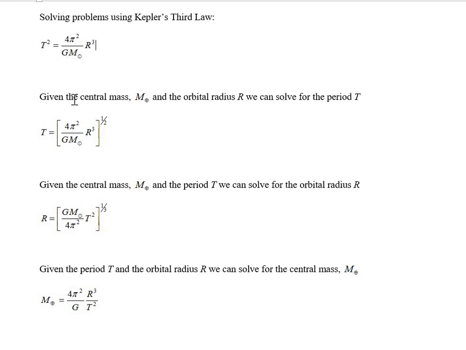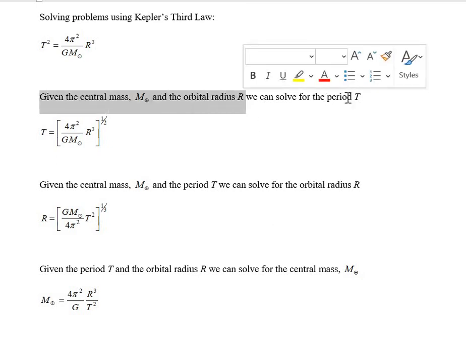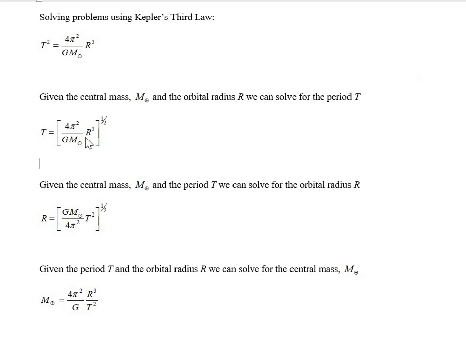Now notice that if we're given, okay, let's look at this. If you're given the central mass and the orbital radius, you can solve for the period. That's just a straight plug-in to here, and what we do is we just need to take the square root of each side, and then we get the period, right? So you multiply all this junk together and take the square root of it, or raise it to the 1/2 power. That's the same thing.